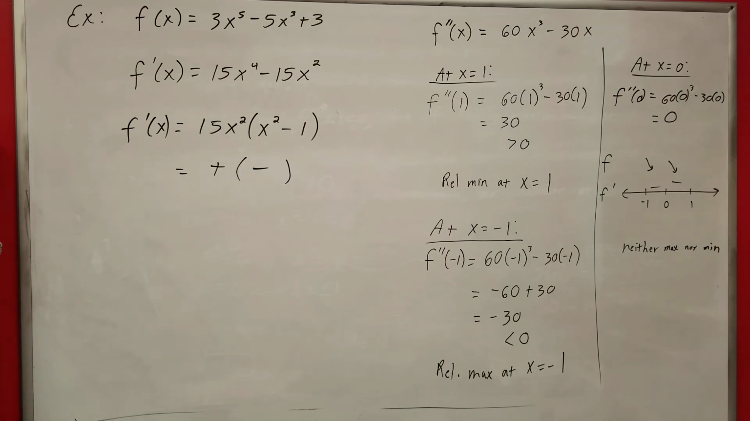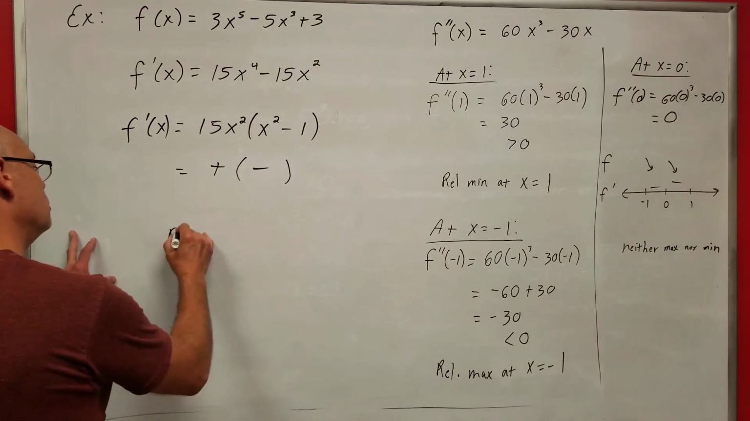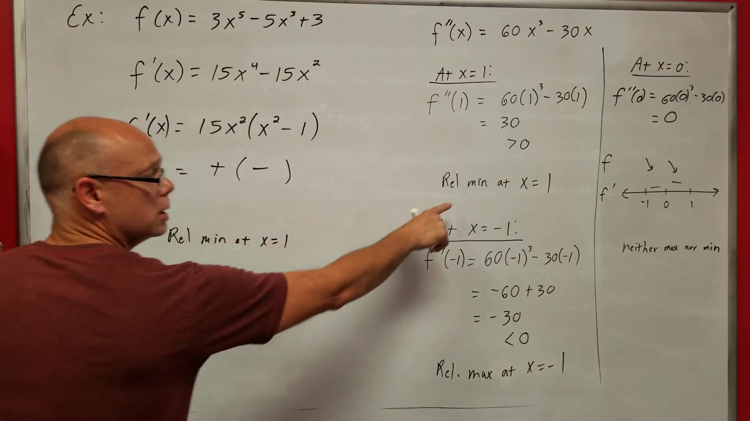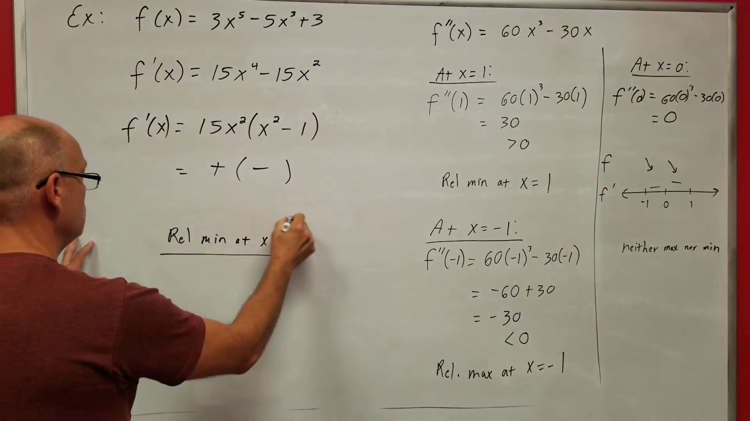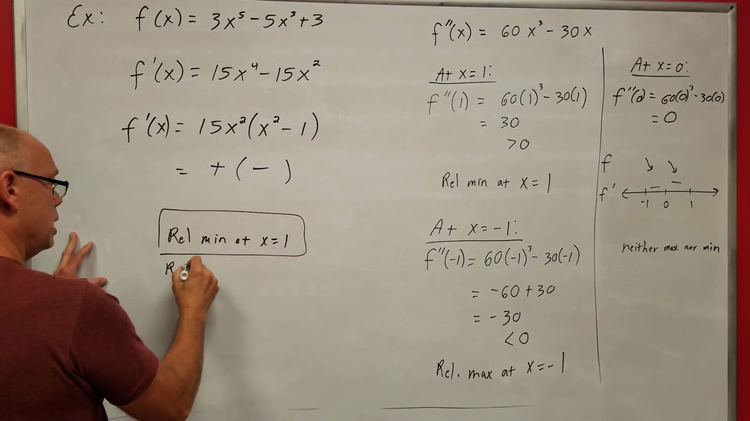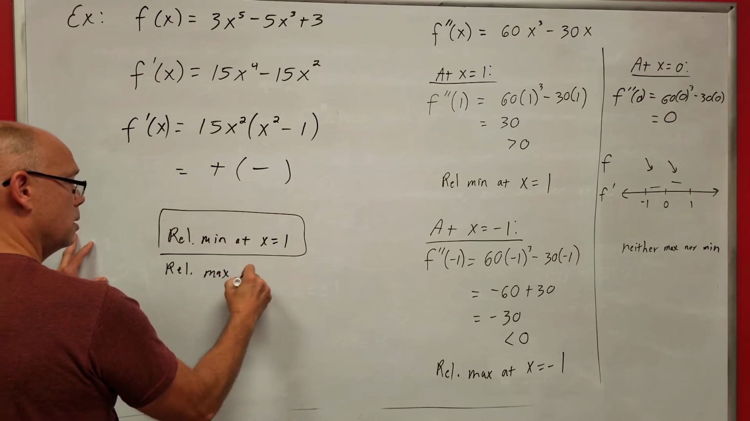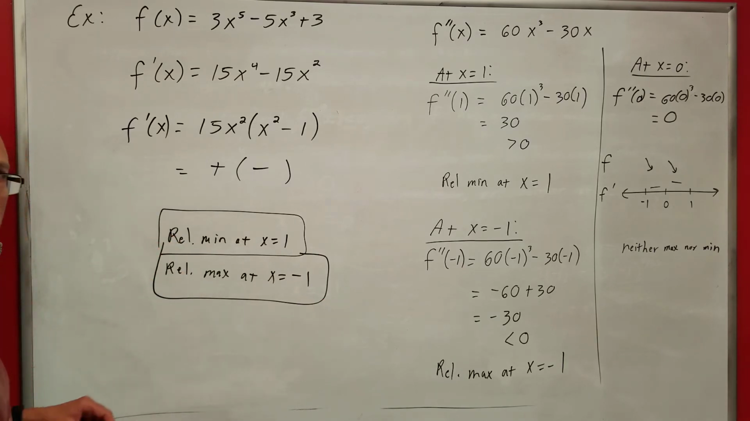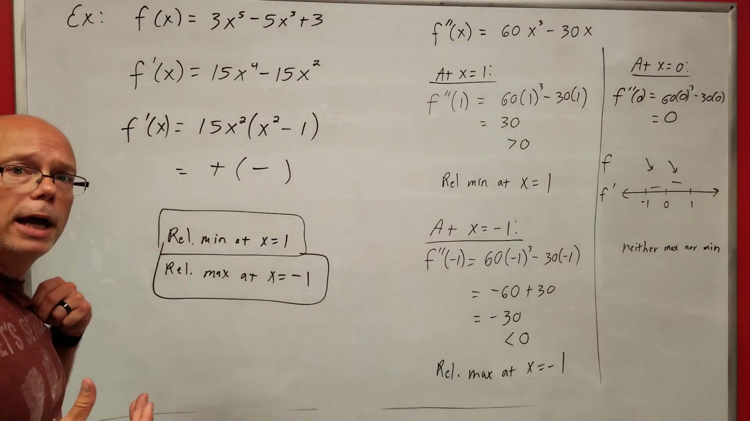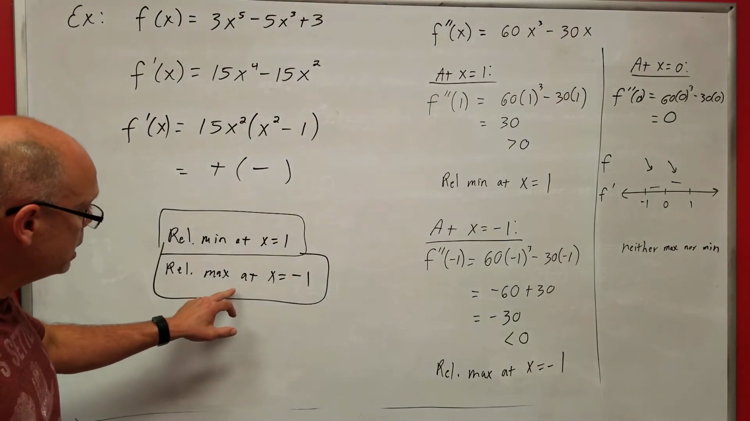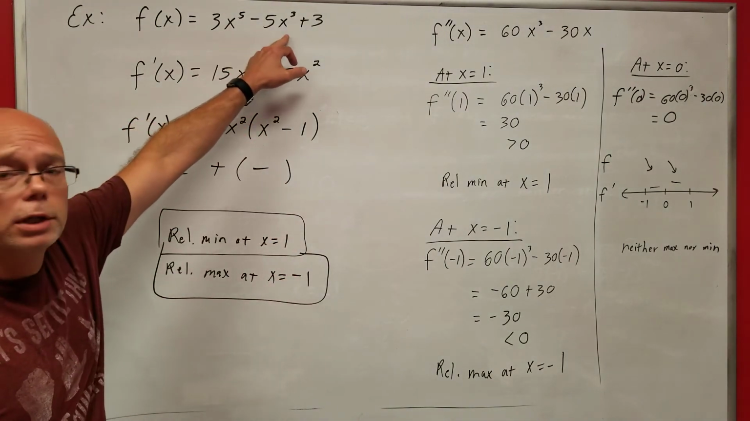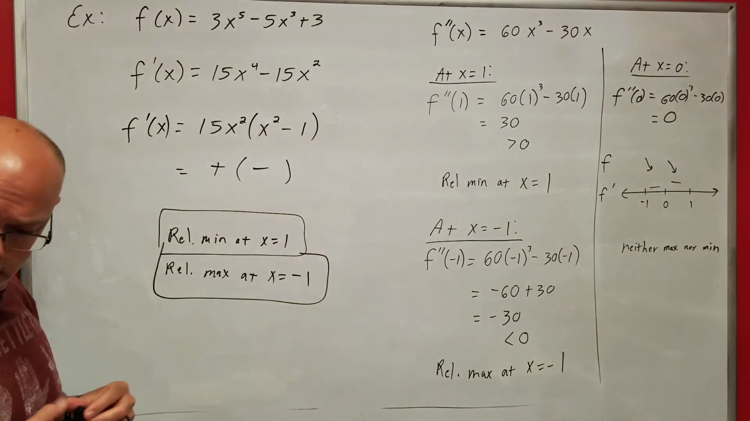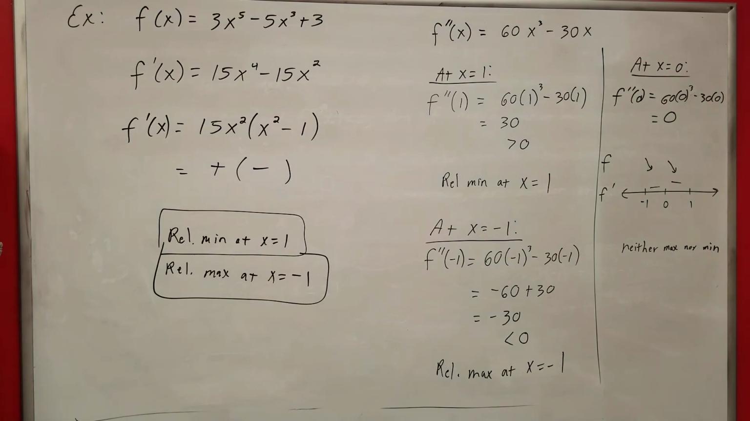All right, so what were the instructions to this problem? Determine the x values of the relative max and relative min. Relative min at x is equal to 1, we said. And relative max at x is equal to negative 1. Now notice, they don't actually ask what is that max. If they asked what is that max, I'd take negative 1 and plug it into my original function, okay? And that y value will be my actual max. All they want is the x values here though.